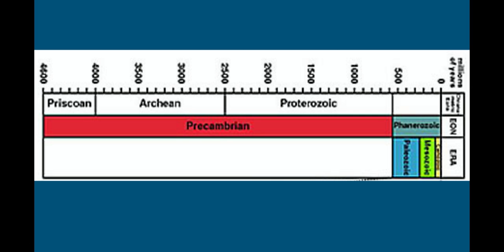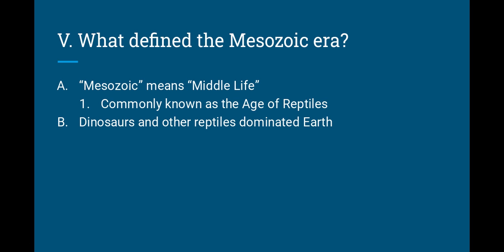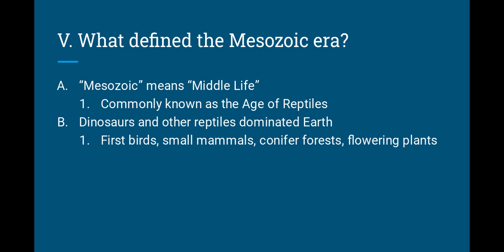The next time period we're going to talk about is Mesozoic. This is the age of the dinosaurs. Mesozoic means middle life. Meso means middle, and zoic means life. This, like I said, is commonly known as the age of the reptiles or the age of the dinosaurs. So those big dinosaurs and other reptiles dominated Earth. This is also when we started to see our first birds and some smaller mammals, like little rodent-style mammals.